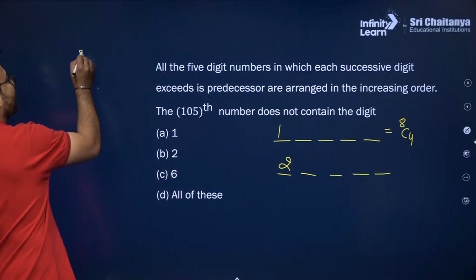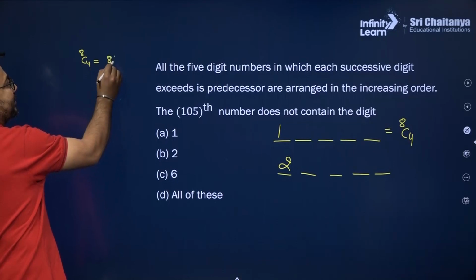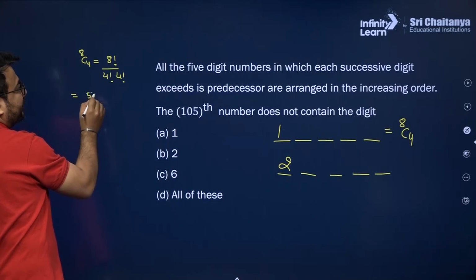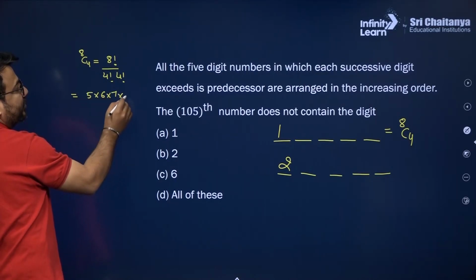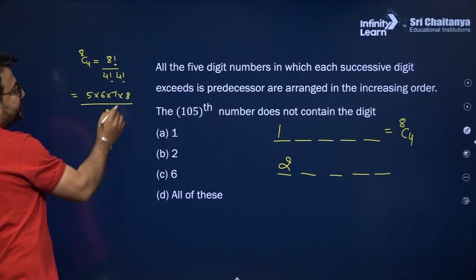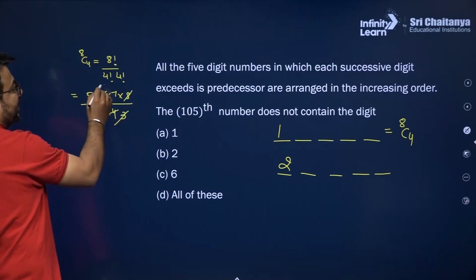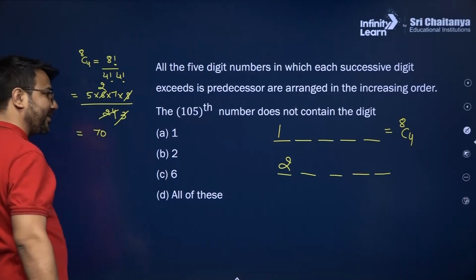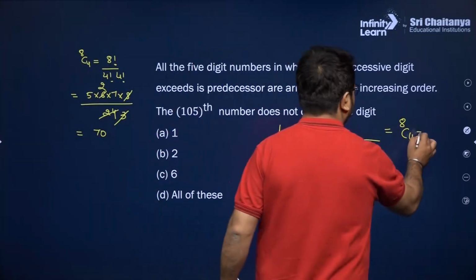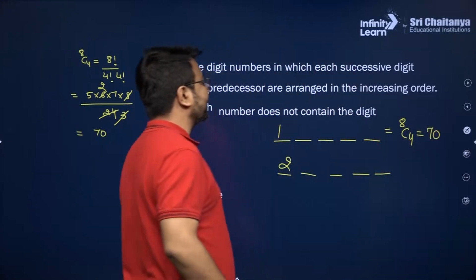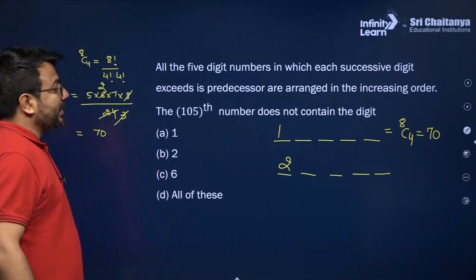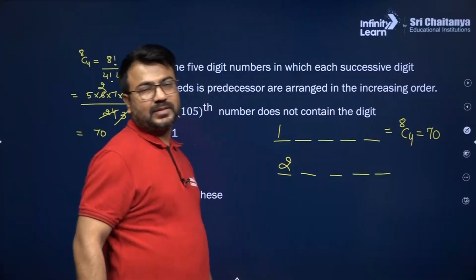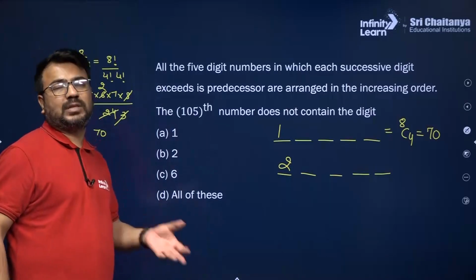Okay, so what is the value of 8C4? First of all, calculate that. 8 factorial over 4 factorial, 4 factorial. It will be 5 into 6 into 7 into 8 upon 24. So it will be 8 into 3 and here we are cancelling this. So it will be converted to 35 into 2, which is equal to 70. So the number of numbers that are starting with the digit 1 is 70. Okay. Now from the digit 2 also, the 1 we cannot use. So we are left with 9 minus 2, that is 7.